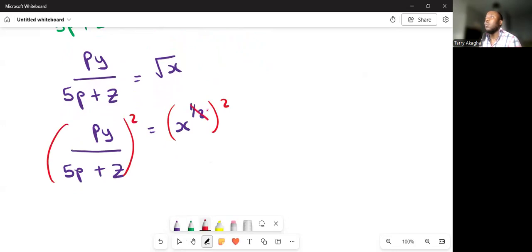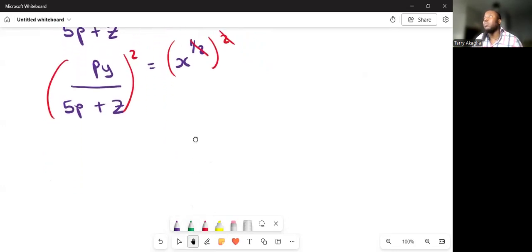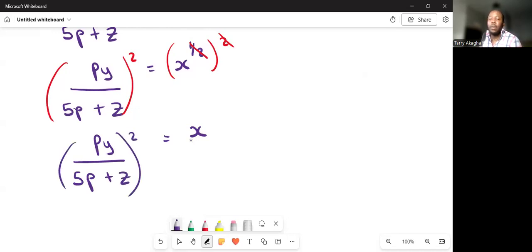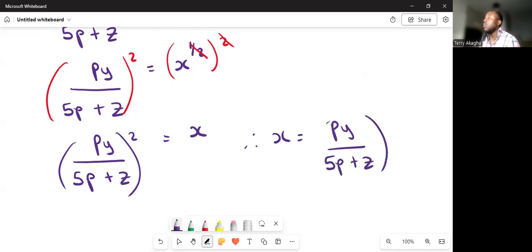So that means this will cancel out this, because half times 2 will give you 1. And then this will now give you x will be equal to py over 5p plus z, all squared. Are you seeing it? So therefore, we can now say x will be equal to py over 5p plus z, all squared.